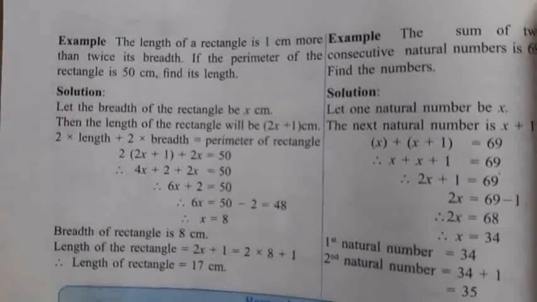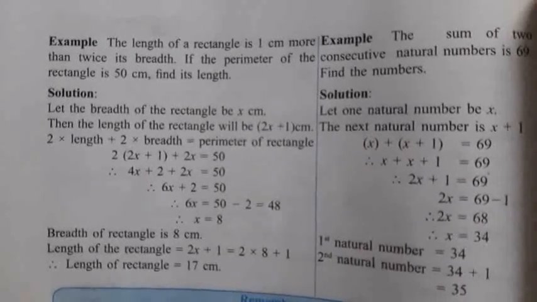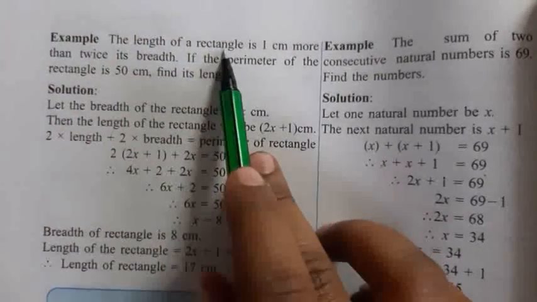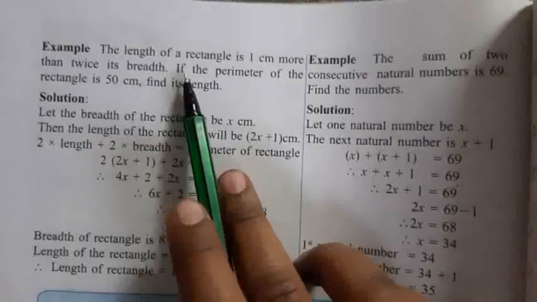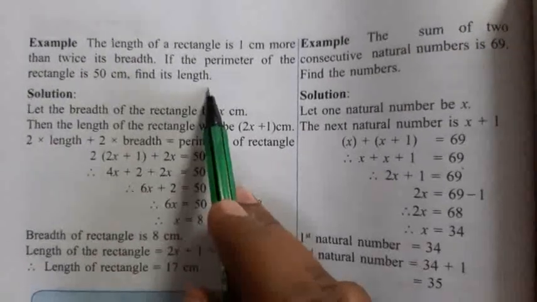Next concept is forming equations from given information. For that we will see an example. The length of a rectangle is 1 centimeter more than twice its breadth. If the perimeter of the rectangle is 50 centimeter, find its length.